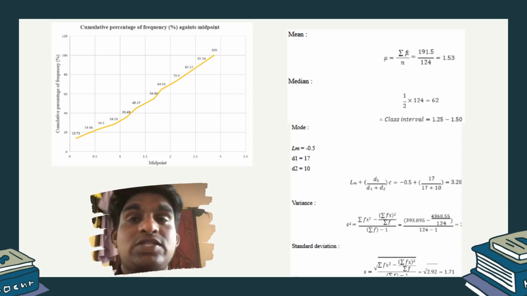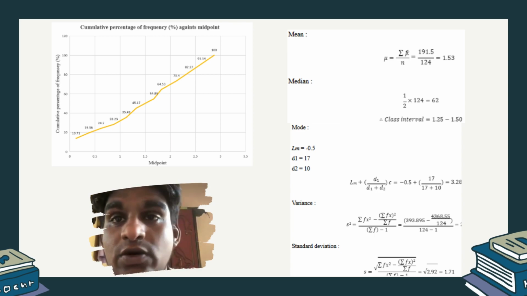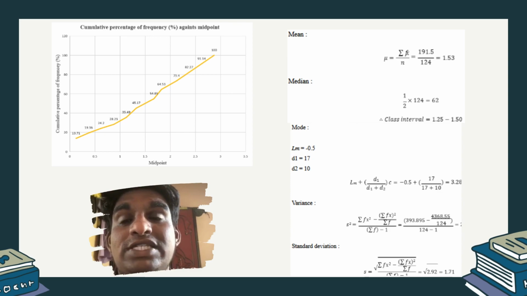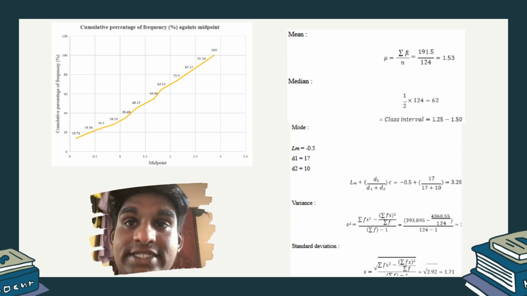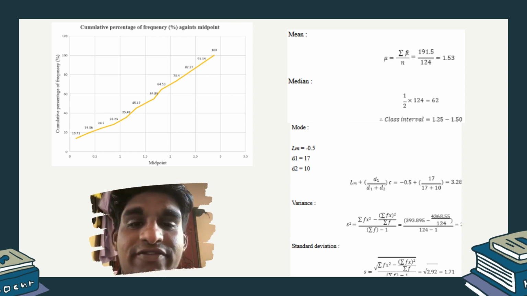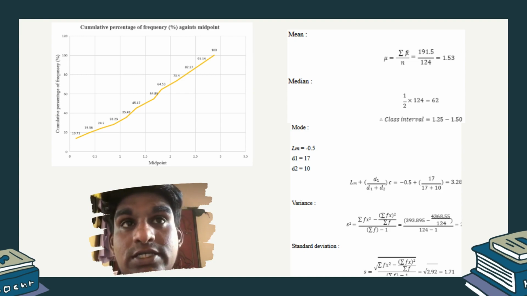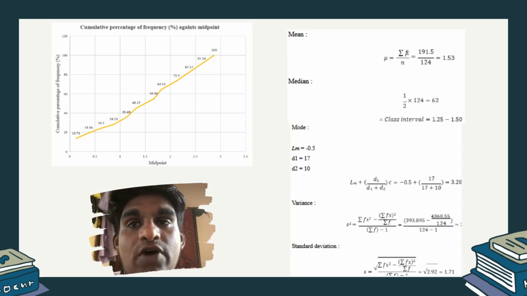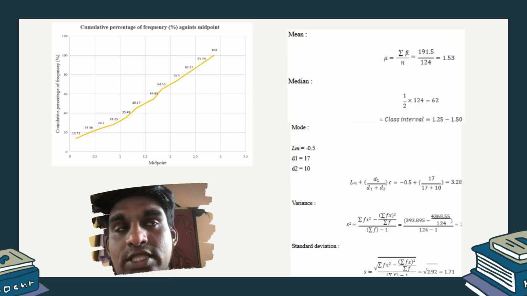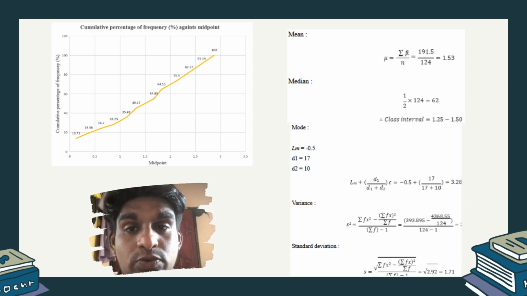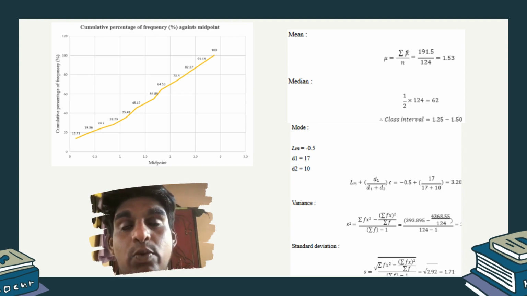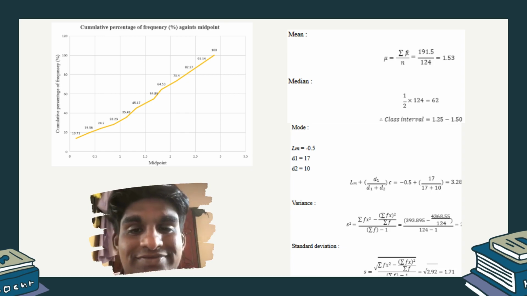The last one is the standard deviation. Also using a formula, it is the square root of the sum of fx squared minus the bracket sum of fx squared over the sum of f, over the sum of f minus 1. After we calculate it, we get the square root of 2.92, and the answer is 1.71.